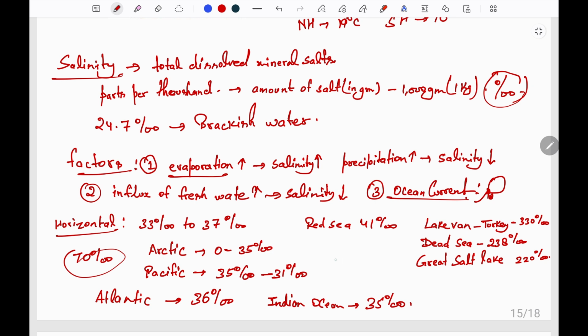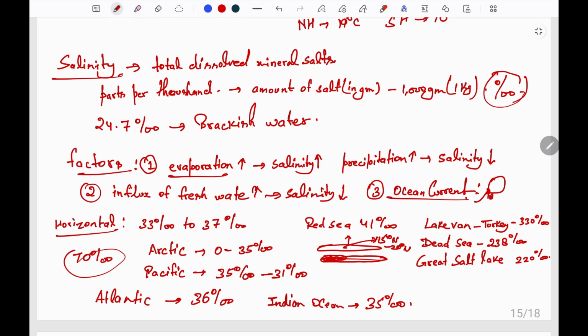So the maximum salinity is not recorded at the equator. Why? Because it receives heavy rainfall, due to which the influx of fresh water is more and salinity is reduced. The maximum salinity is recorded in the area of 15-degree north to 20-degree north, and thereafter its salinity generally decreases polewards.